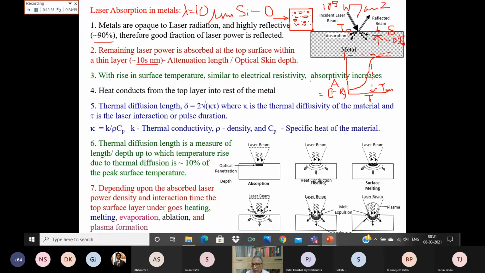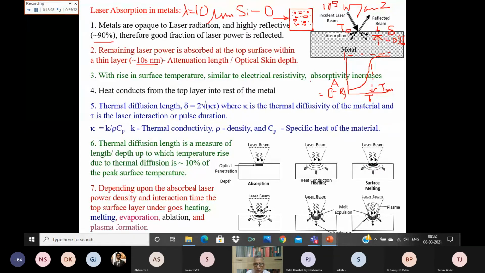Okay, so the molten material is going to be ejected out because of the pressure of the vapor which is coming out at very high speed. And when the power of the laser beam is much more than that, then what will happen? Some vapor will get ionized and form the plasma. So all these things can happen depending upon what is the laser power density or intensity at the surface.